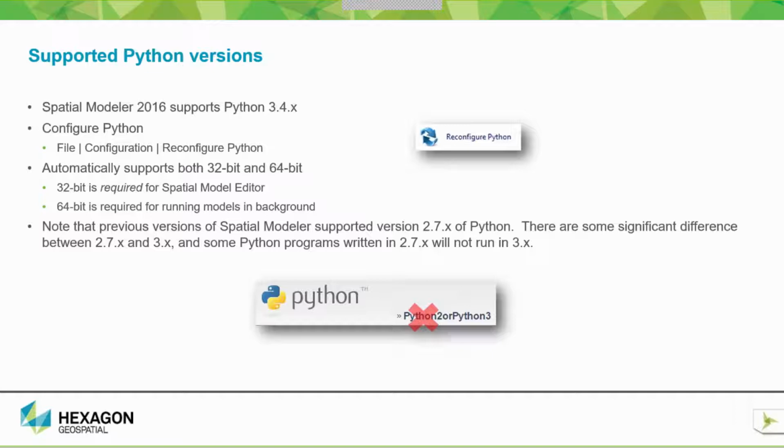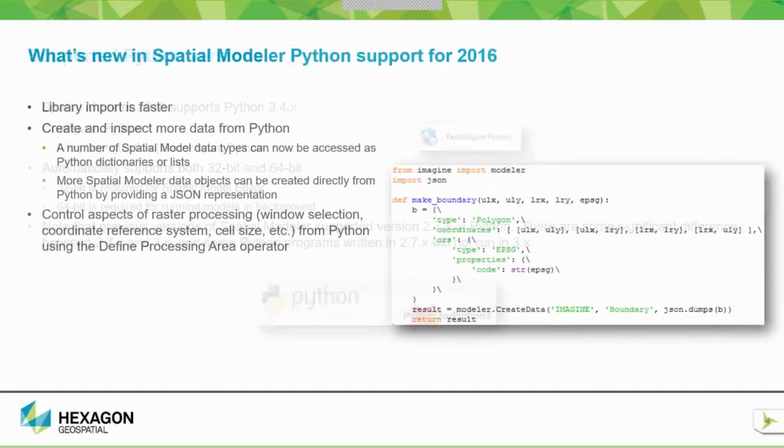So I think that covers the version information for Python. Some of the other things that we have done for Python for 2016: the library import is faster. It used to be a little bit clunky, and we've sped that up. We've given you the ability to create and inspect more types of data from Python.